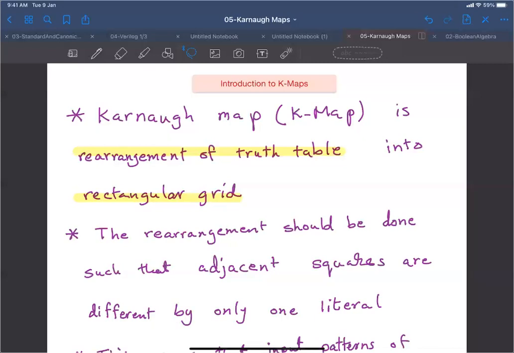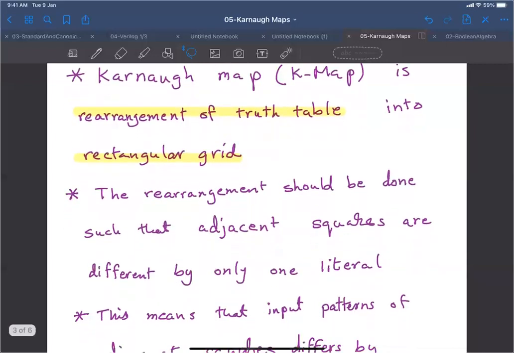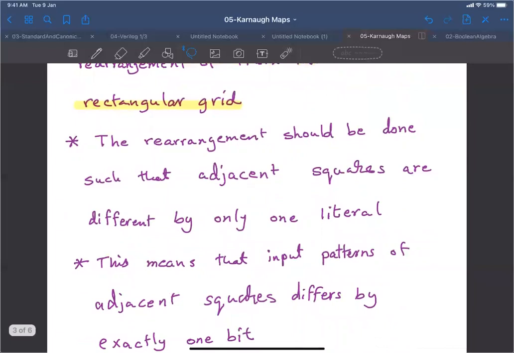So we rearrange the truth table cells such that it satisfies our requirement for the K-map. The rearrangement of the truth table should be done such that adjacent squares in the K-map differ by only one literal, exactly one literal. So this means for us that the input patterns of adjacent squares differ by exactly one bit.